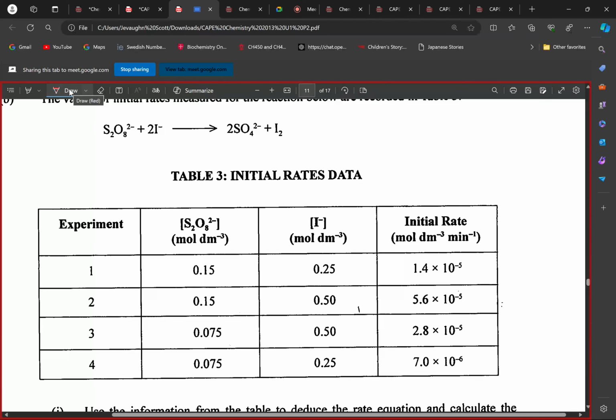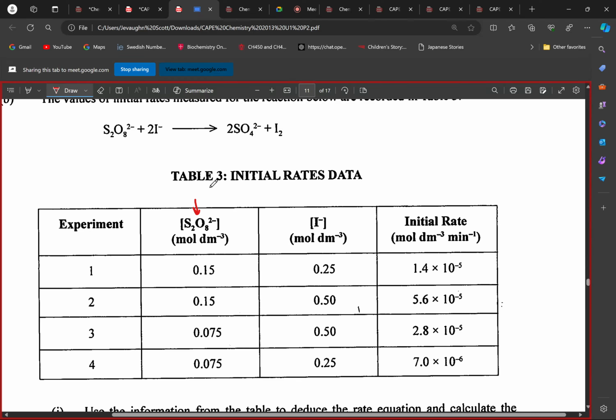In order to find the overall order of reaction, we'd have to find the order of reaction for the S2O8 2- ion, and then the order of reaction for the iodide ion. All right, so that's fine. Lovely. So the order of reaction with respect to this molecule, that is what we're doing first.